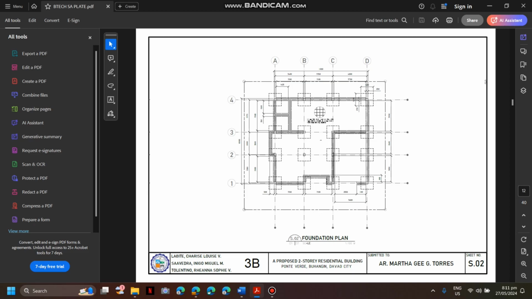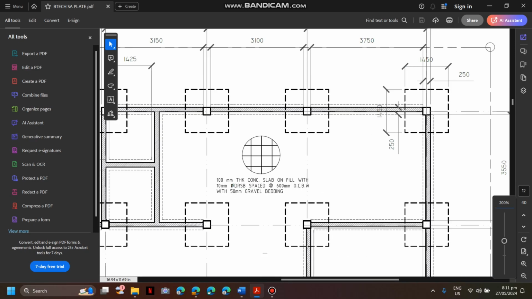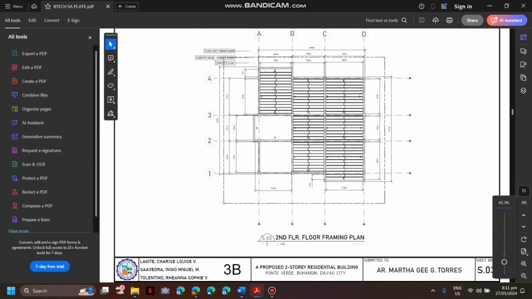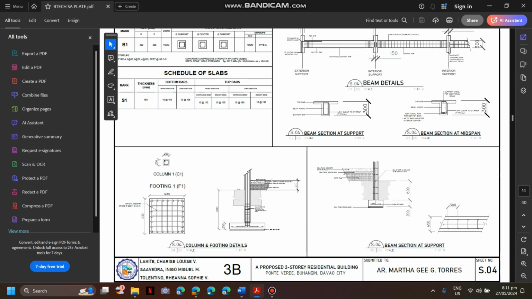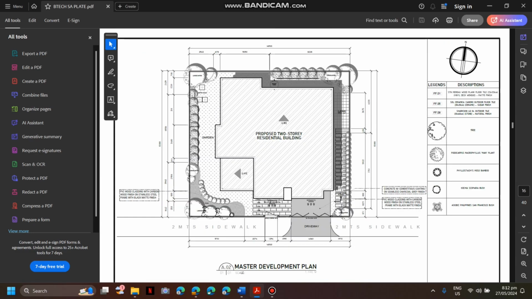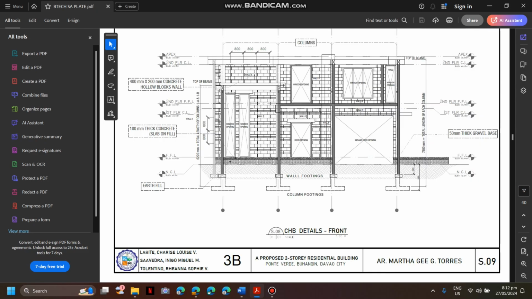Then we have the foundation plans, as you can see right here. Then there are some notes here: 100 millimeter thick concrete slab on fill with rebar spaced at 600 millimeters. And we have the floor framing plans, beam details, as well as column and footings. Then stairs, we did not include the stairs. Then the master development plan.